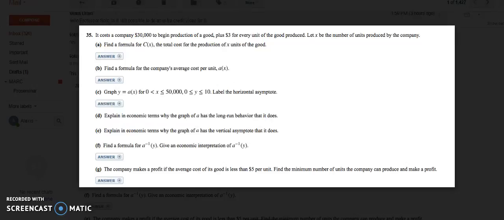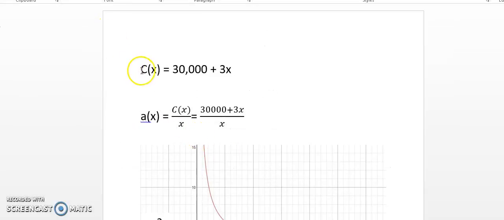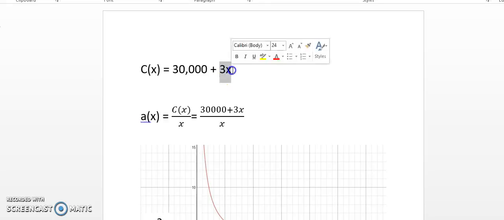So the first thing it asks us to do is to write a formula for the total cost of the production of X units of goods. And so that's what I did, and I'm going to show you my answer. This is the equation that I came up with. Remember that it said it costs $30,000 to begin with, which is where this came from, and then plus $3 for each unit. So you do 3 times the amount of units that you have.